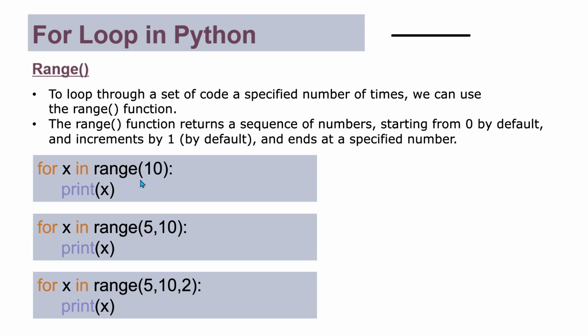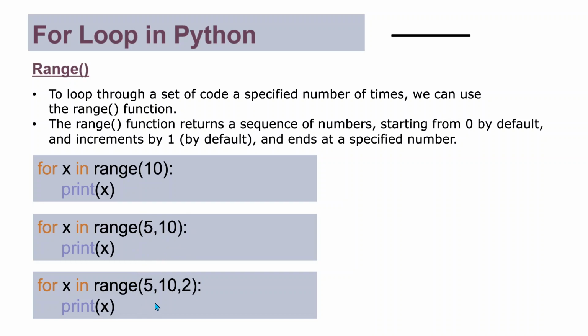So it will start from 0, 1, 2, 3, 4 up to 9. Okay, and you can specify the range also, right? So here I have specified a range, 5, 10. It will start from 5 and end at 9. So you can specify where you have to start and where you have to end. This is another way of using the range function in a for loop.